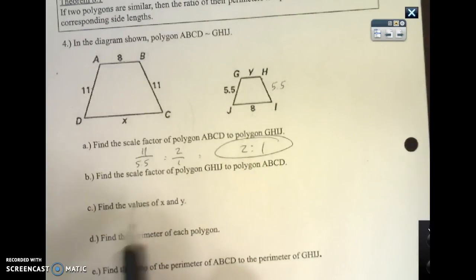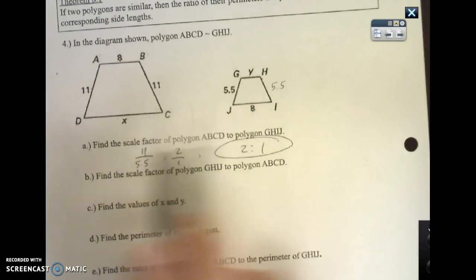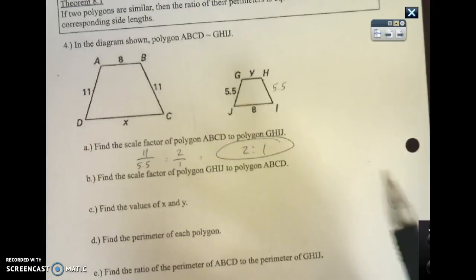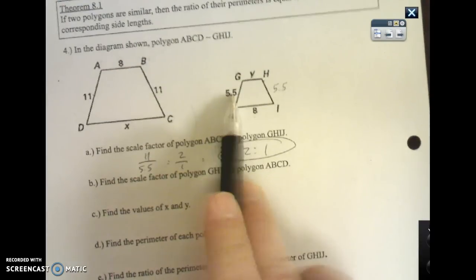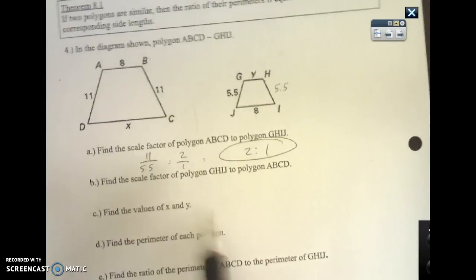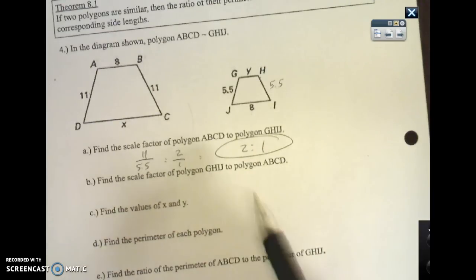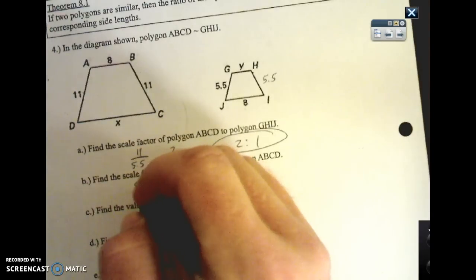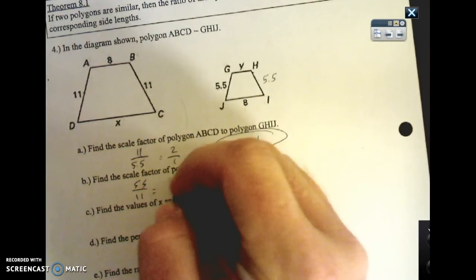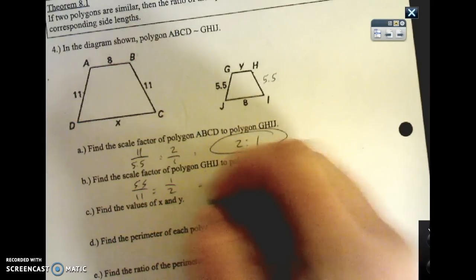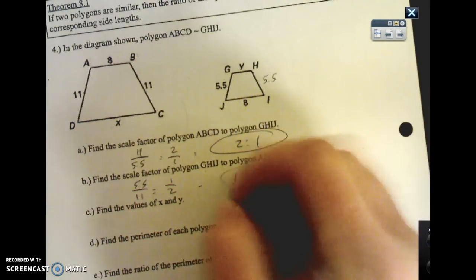Now, find the scale factor of polygon GHIJ to polygon ABCD. Don't overthink this. I'm picking a side from over here and putting it over that. Again, how do I know that? This is first. The first one goes on top. So it's 5.5 over 11 equals 1 over 2. So it's a 1 to 2 ratio.